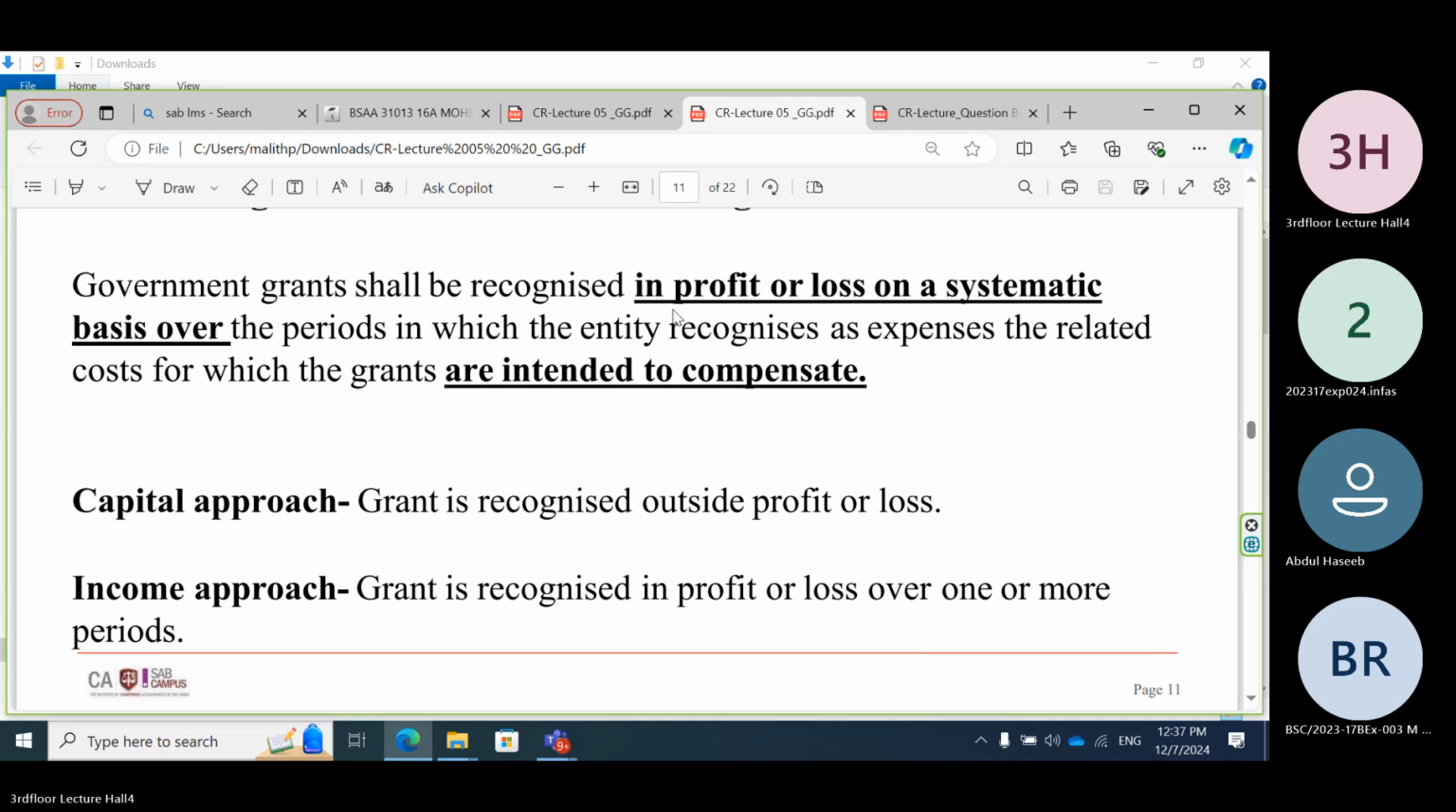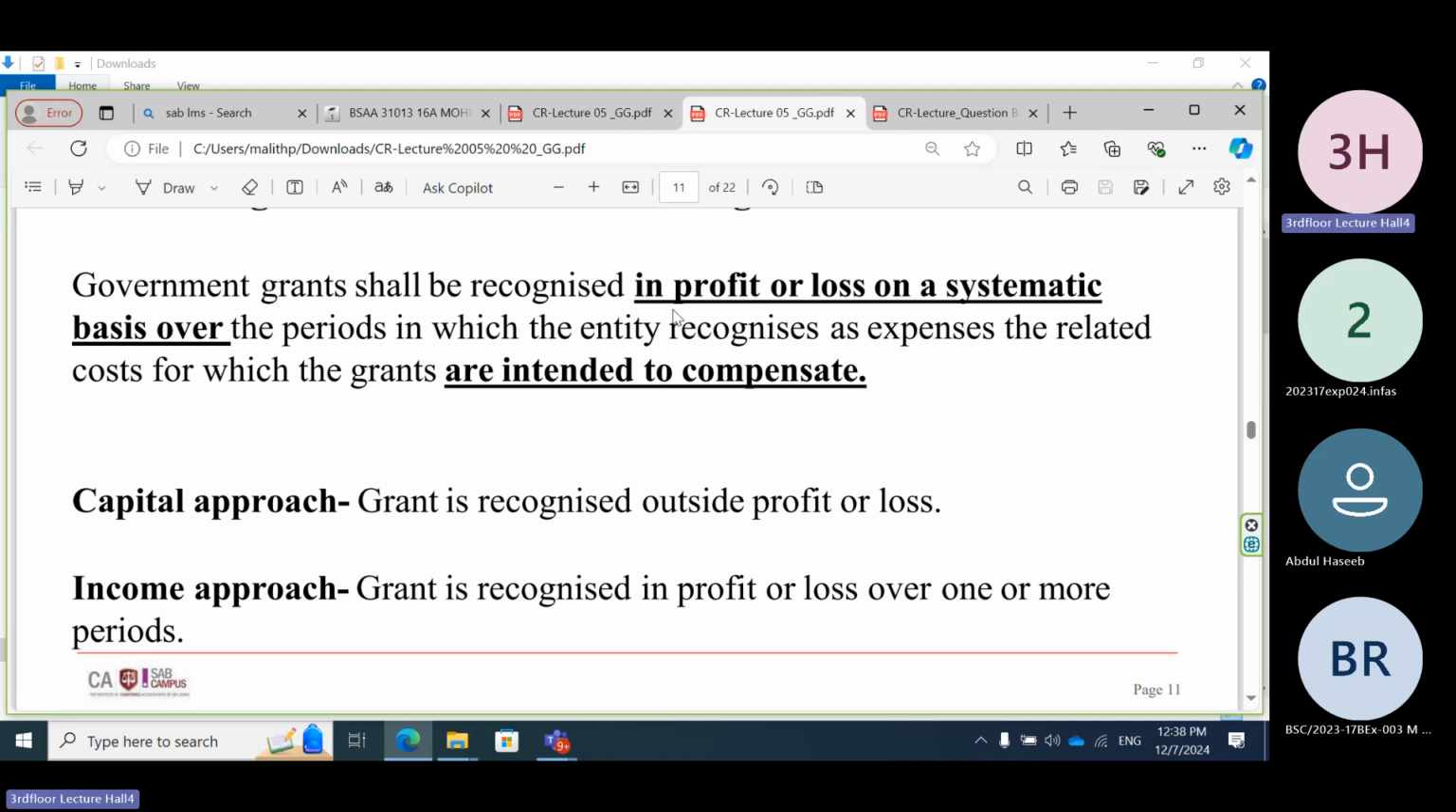This is important. These are the two approaches we discussed: the capital approach and the income approach. So this is purely a judgment of the management, whether you are going to use the capital approach or the income approach. Mostly you are using the income approach. Why? What's the reason? The first paragraph says the government grant shall be recognized in profit or loss on a systematic basis over the period in which the entity recognizes as expenses the costs that the grants are intended to compensate.